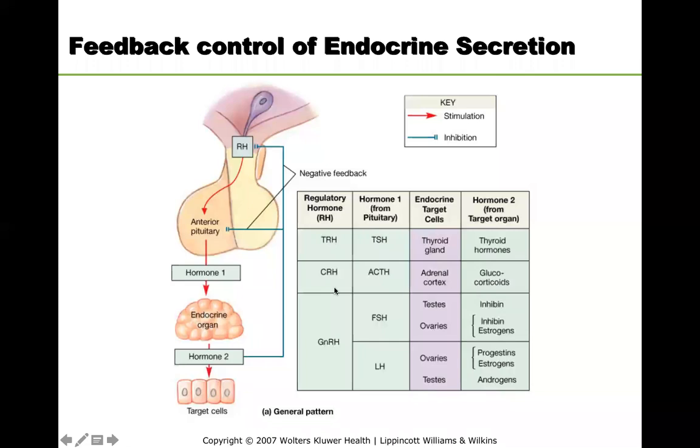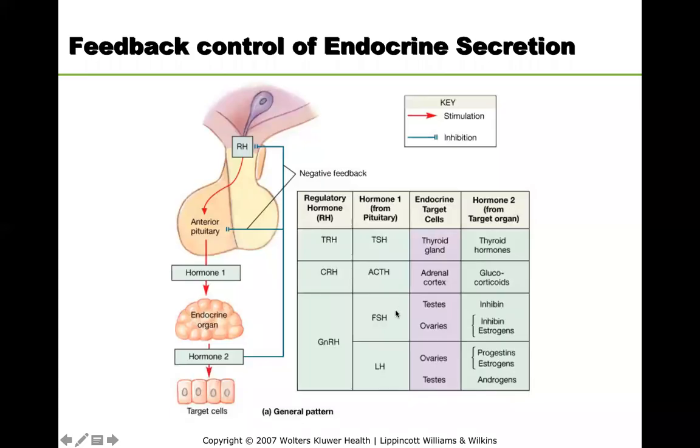So these releasing hormones produced by the hypothalamus act on the anterior pituitary. When they act on the anterior pituitary, they in turn produce different types of hormones, which in turn act on the endocrine target cells, which produce the third hormone. If you call this the first hormone, then this is the second hormone, and this is the third hormone.